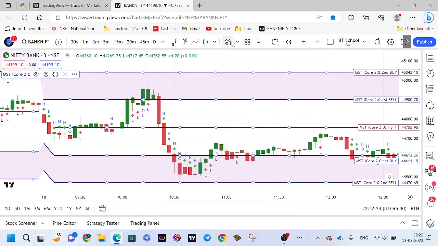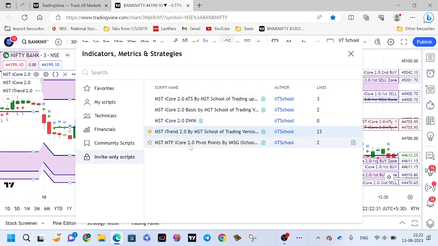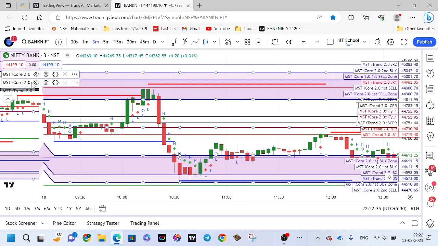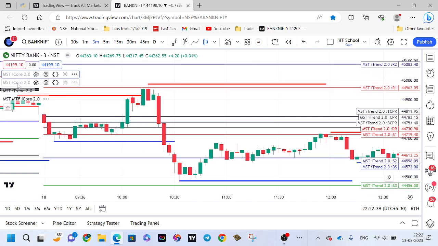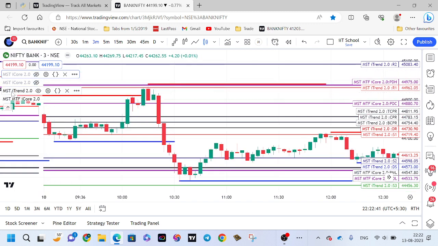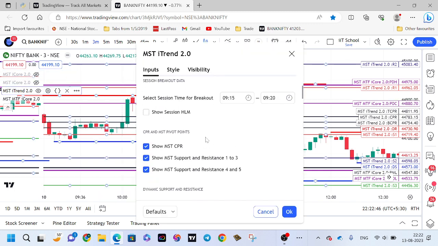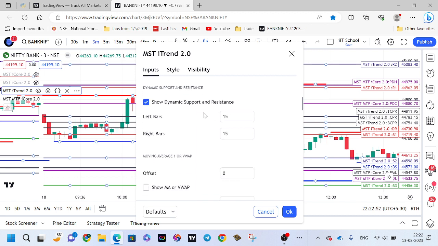And one more thing, when you are subscribed to this indicator, you will be also getting this iTrend 2.0 and MTF 2.0 as complimentary. So what is there in this iCore iTrend 2.0 and MTF 2.0? So here you can see many things we have added. So session breakout we have given here, CPR we have given, and MST support and resistance level we have given, dynamic support and resistance, everything is customized.